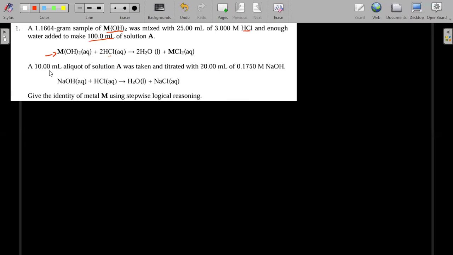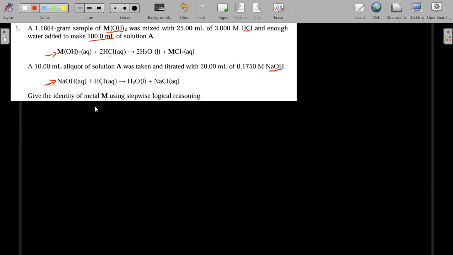They are saying a 10 milliliter aliquot of solution A was taken and titrated with 20 milliliters of 0.175 molar sodium hydroxide. They've also given us the reaction involving the sodium hydroxide and the hydrochloric acid there. Now they're saying give the identity of M using stepwise logical reasoning.